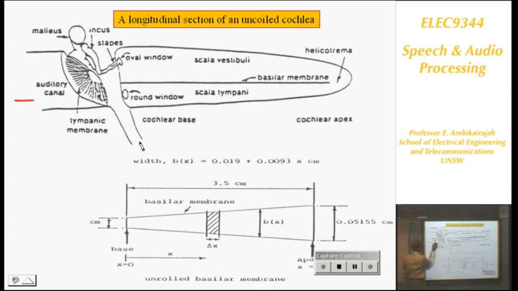Here is the auditory canal, signal coming in, getting this membrane to vibrate. That vibration is transmitted through the malleus, and that's transmitted through the incus, and that's transmitted through this oval window, which is where the stapes is. So this is moving up and down. If this is a frequency of 1 kilohertz, this is also moving at 1 kilohertz.